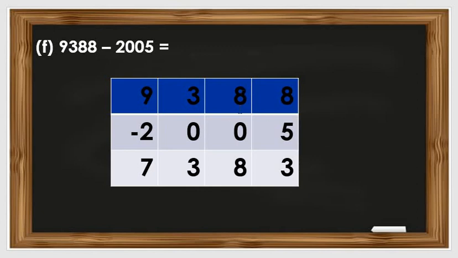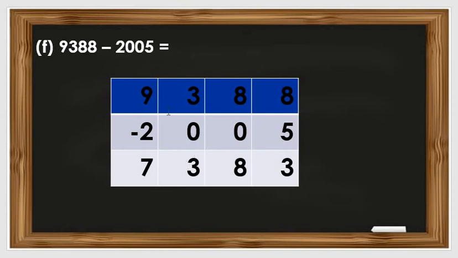Then here 8 - 0 = 8. Then further, 3 - 0. We can take 0 out of 3. Yes, we can easily take 0 out of 3. 3 - 0 = what? 3. 3 - 0 = 3.